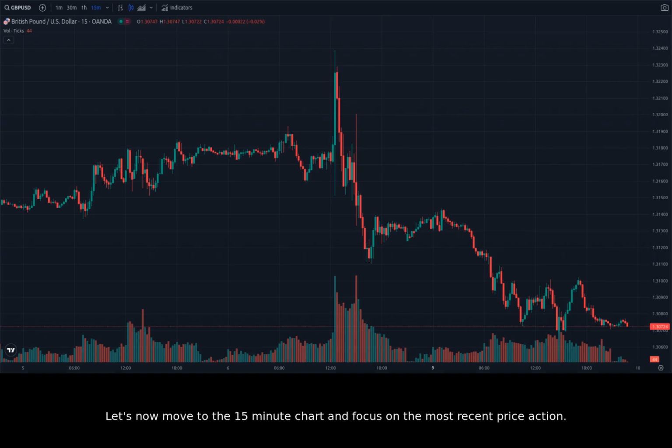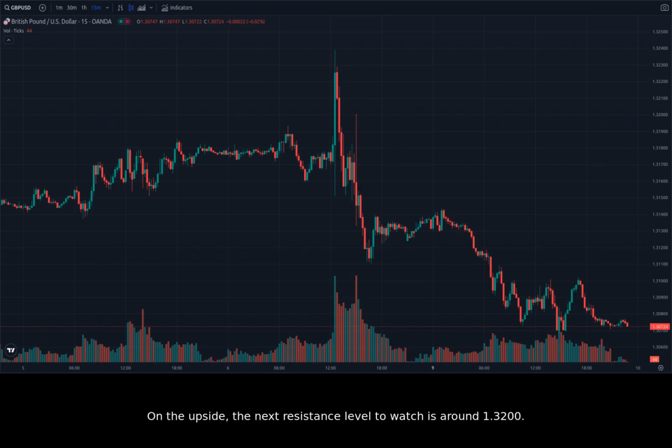Let's now move to the 15-minute chart and focus on the most recent price action. The 15-minute chart is very volatile and shows rapid fluctuations in price. This volatility is likely driven by the short-term market sentiment and trader reactions to news events. We can see a series of whipsaws and reversals, making it difficult to identify a clear trend in the short term. However, we can see a potential support level around 1.3100, which coincides with a recent trendline.